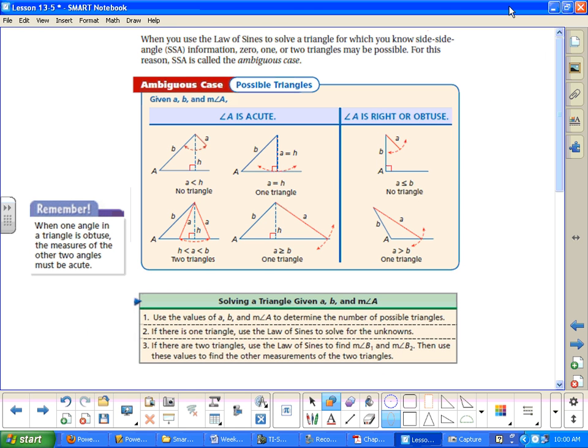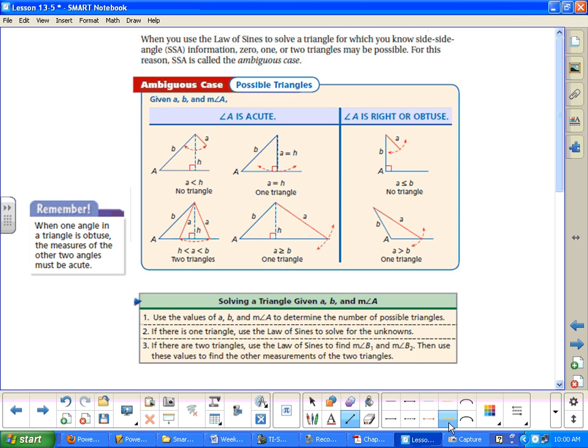One of the things, if you remember in geometry, you learned that you can't use SSA as a theorem for proving that triangles are congruent. And here's the reason why. Because it's ambiguous. There actually could be more than one triangle that is drawn when you know side, side, and an angle. And here are all the different possibilities it could be.